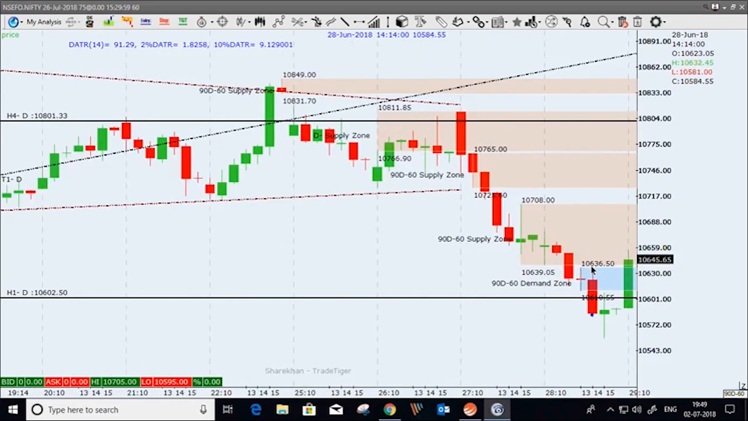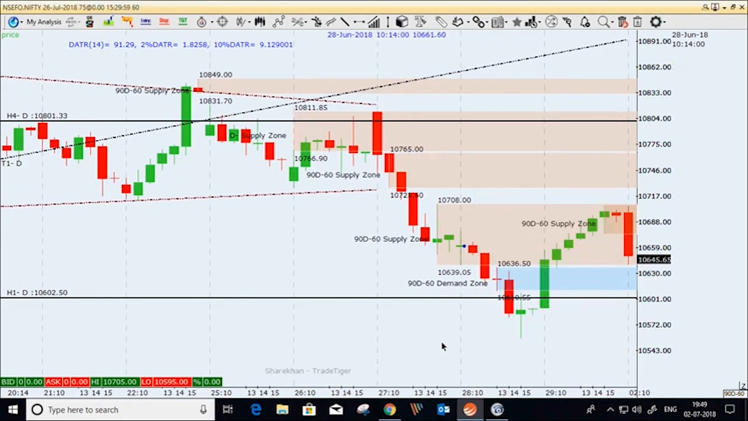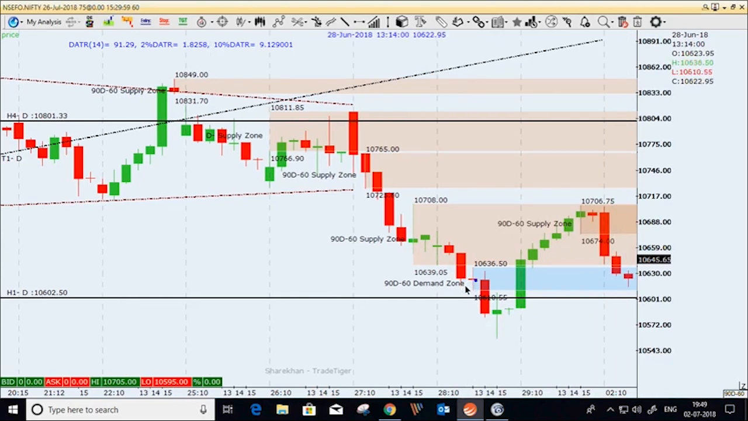So what happened here? Our authentic zone got engulfed. Right? Price went up to the next authentic zone. Then price moved up, moved up, moved up. Right? Now price is coming down.